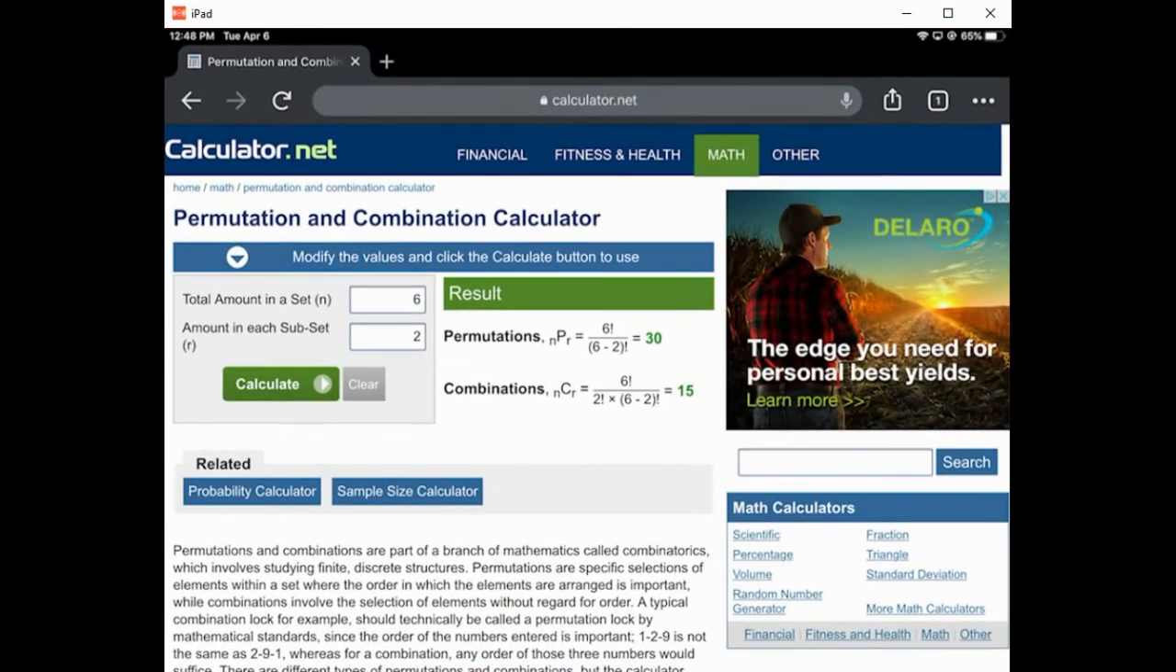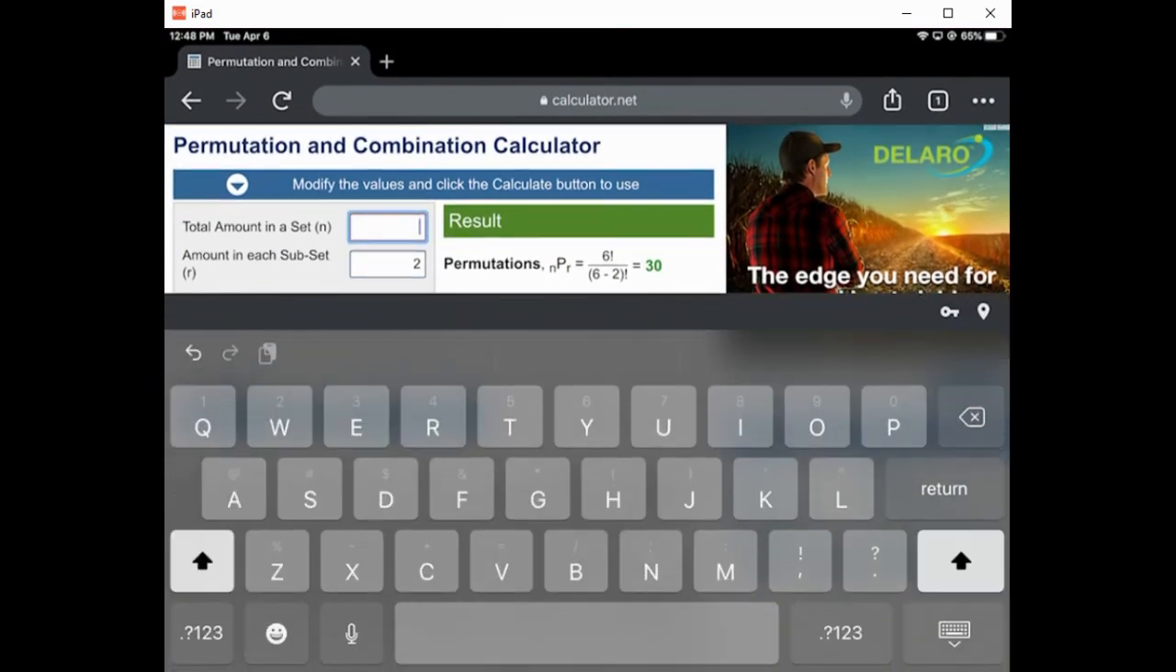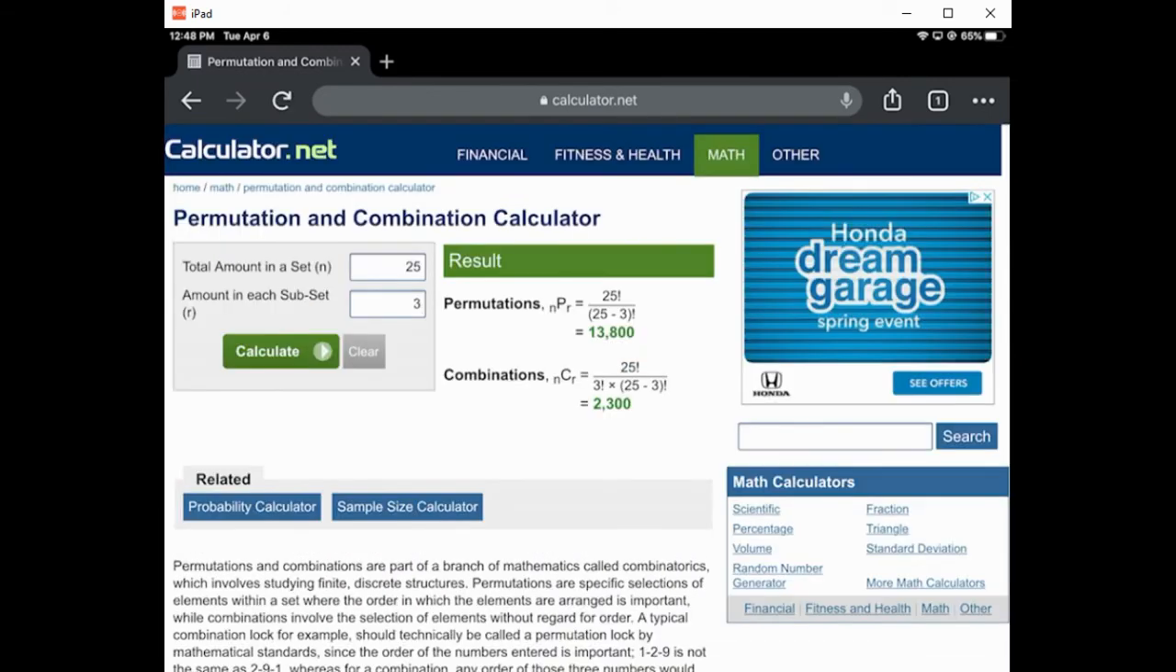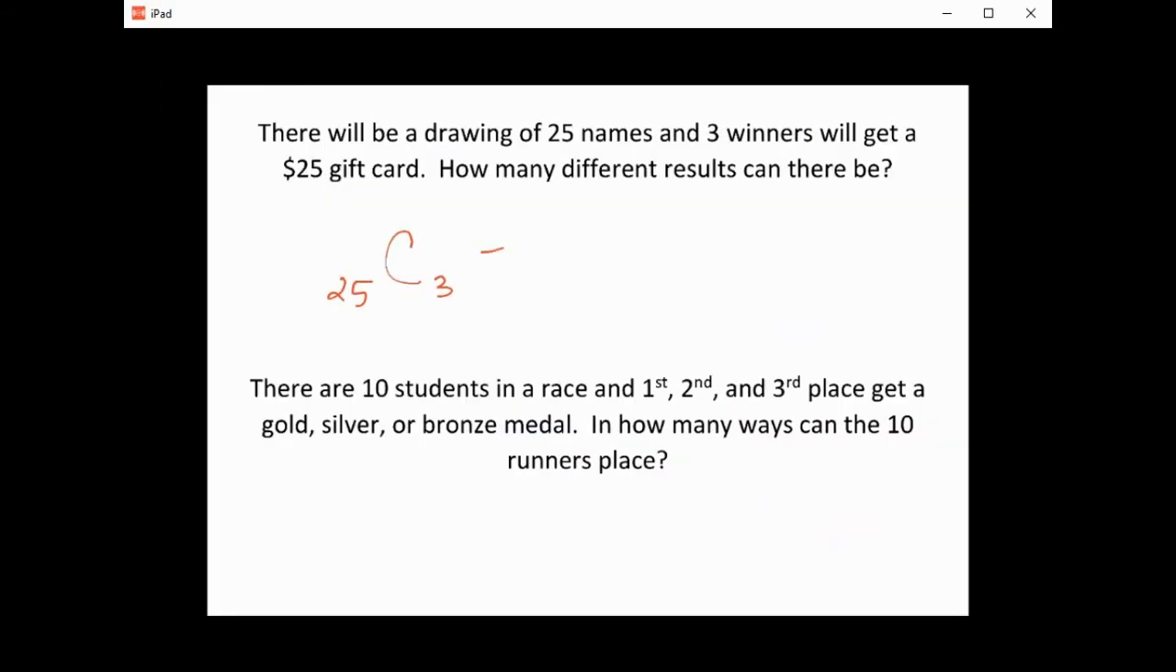So it was 25 C 3, so 25, 3, and then you just got to make sure that you pick the combination one. So 2300.